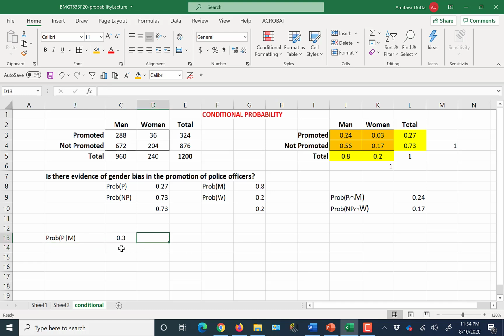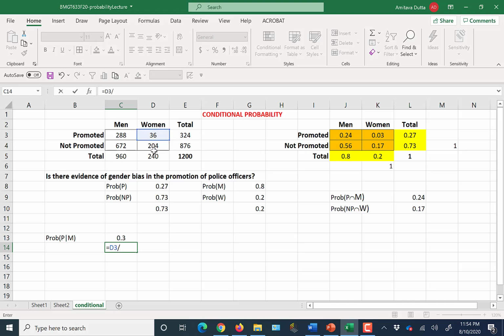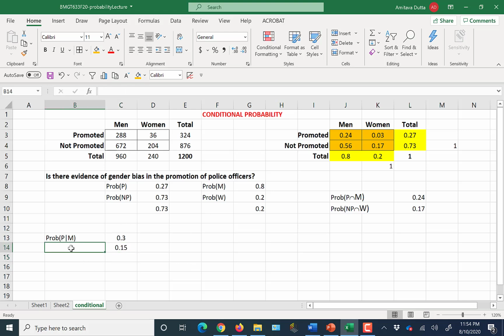So I'll move this 0.15 here. Let me calculate that. It's 36 divided by 240. Okay, so here this is the probability of being promoted given that the officer is female. Okay, so let's compute some other probabilities.